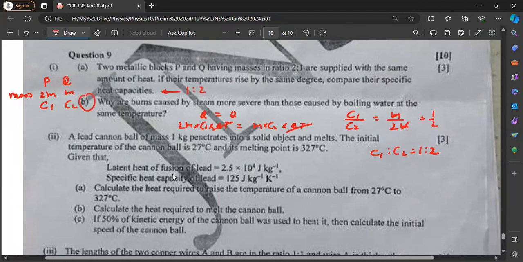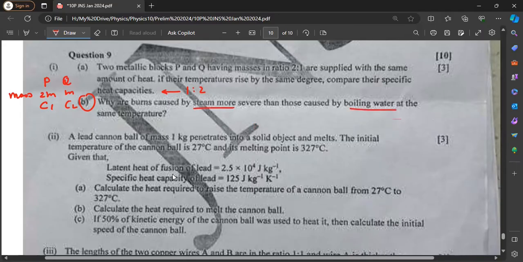Why? Okay, this is what I had mentioned, which is not in the portion. So steam causes more severe burns than boiling water. Now steam is in gaseous state. When steam touches your hand, it gives the latent heat amount of heat to your hand, and then steam will turn into boiling water, which is at 100 degrees Celsius. So the gas will give that much heat to your hand, and then it will turn into boiling water.